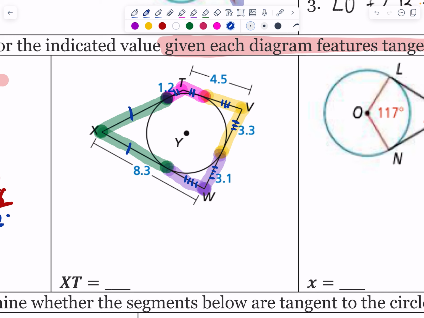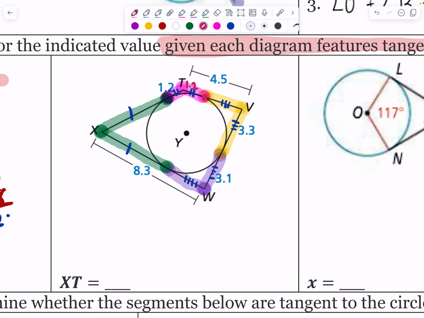So what does that mean if this little pink part is 1.2? I'm going to copy it to the other side. That means that this part, T to here, is 1.2. Well, that whole thing is 4.5. So what is 4.5 minus 1.2? 4.5 minus 1.2 is going to give me, did I mark that the same?